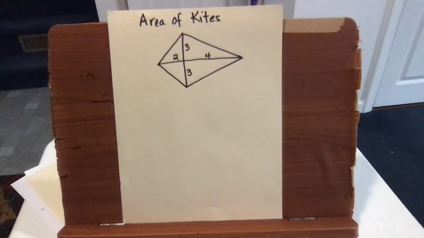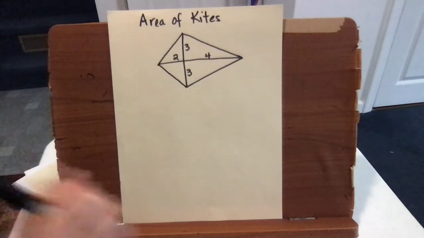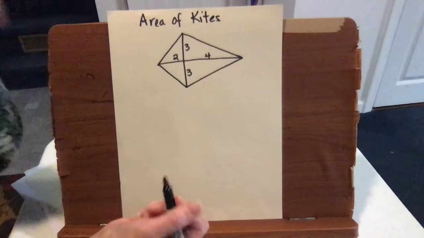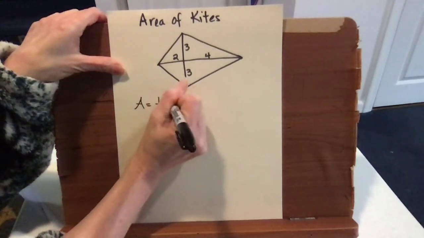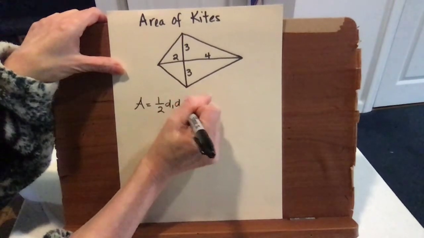All right, we're going to look at the area of kites, rhombuses or rhombi, and trapezoids today. The area formula for a kite or a rhombus is area equals 1/2 diagonal 1 times diagonal 2.